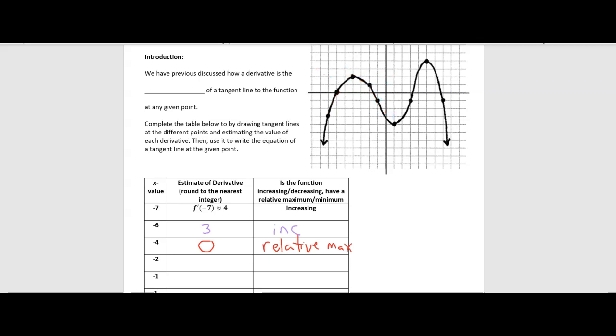Let's look at the next x value. We've got x equals -2. Got a tangent line that should look something like that. And again, we're just estimating. I'm going to say that it has a slope of about -1. As long as you have the slope that's negative, that's going to be okay. And here the function is decreasing.